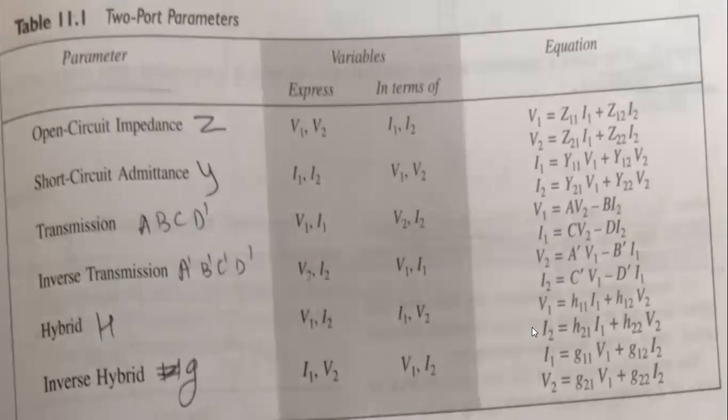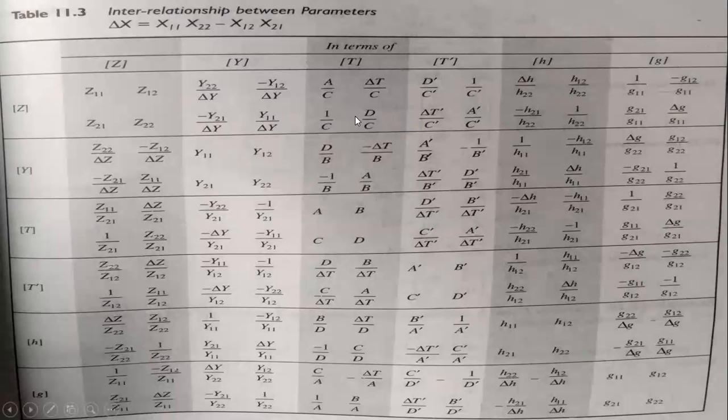Likewise, we should remember this interrelationship or the transformation. So this del may be the del of Z, del of Y, del of ABCD, del of H, or del of G. The X indicates the parameters, that is Y, Z, ABCD, H, and the hybrid and all. So how can we find the del of a particular parameter? That is 11, 22 minus 12 and 21. We remember this is the expression for the Z parameter.